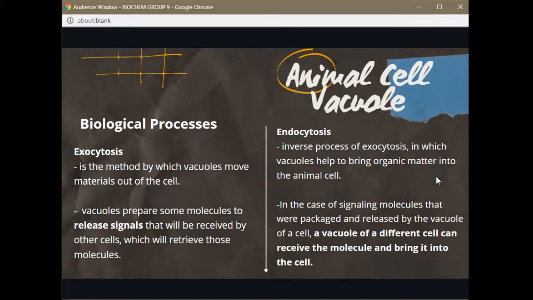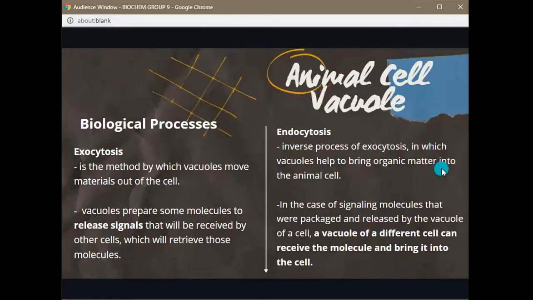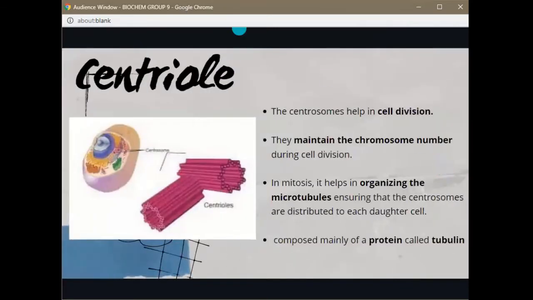And endocytosis is the inverse process of exocytosis, in which vacuoles help to bring organic matter into the animal cell. In the case of signaling molecules that were packaged and released by the vacuole of the cell, a vacuole of a different cell can receive the molecule and bring it into the cell. That's all. Thank you. Thank you, Daniela.